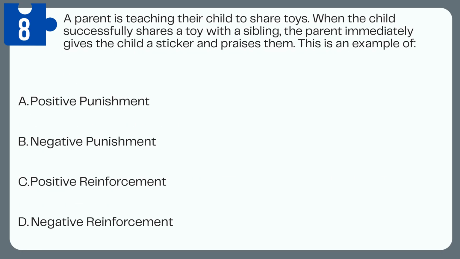Question 8. A parent is teaching their child to share toys. When the child successfully shares a toy with a sibling, the parent immediately gives the child a sticker and praises them. This is an example of A. Positive punishment. B. Negative punishment. C. Positive reinforcement. D. Negative reinforcement.